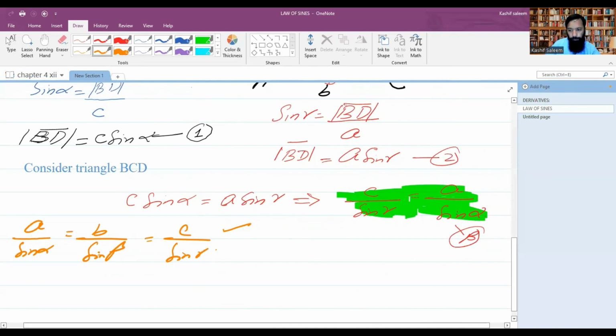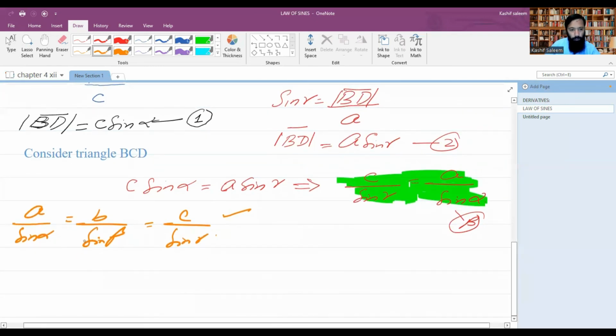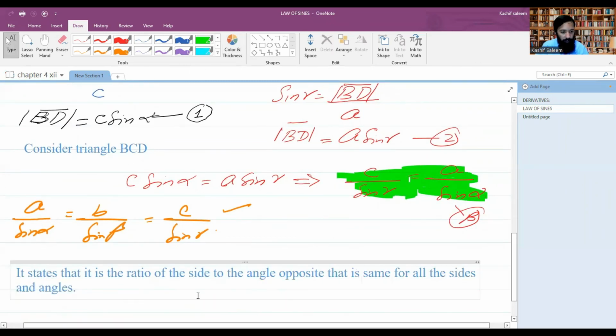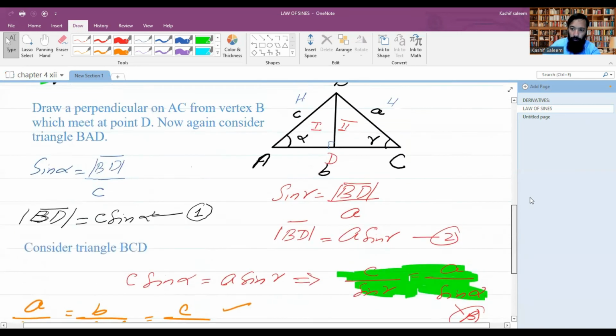The statement of the sine law is that the ratio of the side to the sine of the angle opposite to it is the same for all the sides and angles. That is, if you divide a by sine of the angle alpha, it is equal to b upon sine beta and c upon sine gamma. So this is the sine law. We will use it in our questions. Bear in mind that it is very important.